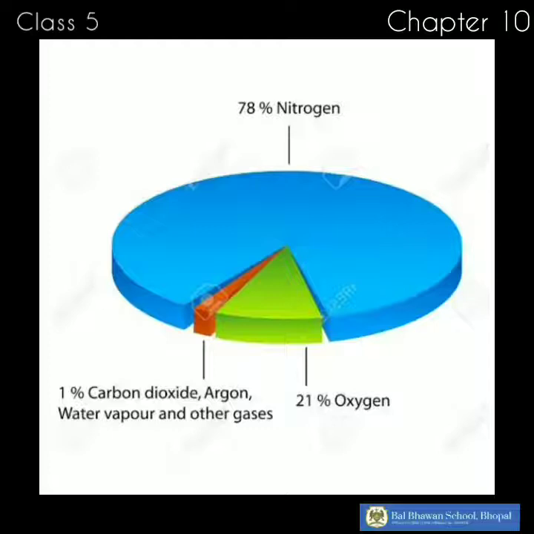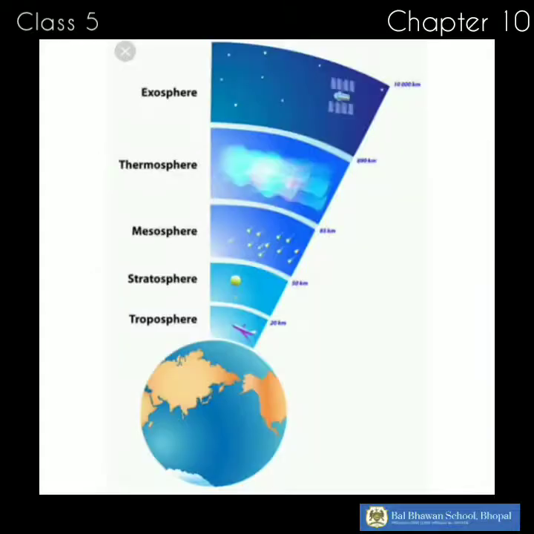There are certain other gases also present which are only 1%, like carbon dioxide, which is required by plants to make their food, and argon, which is used in making light bulbs and fluorescent tubes. So you know, and you can see in the picture, the composition of the air.